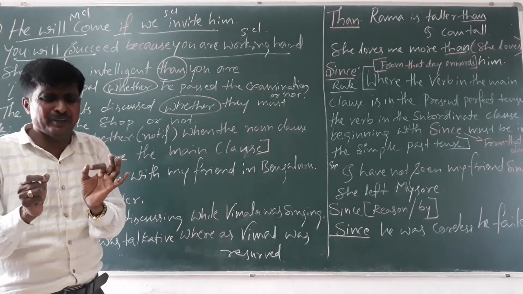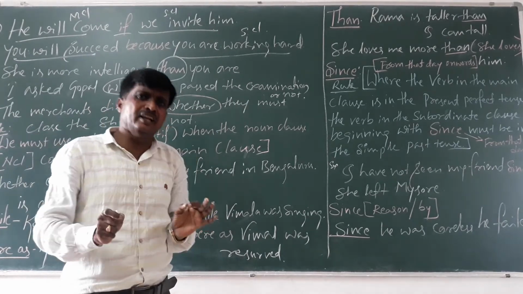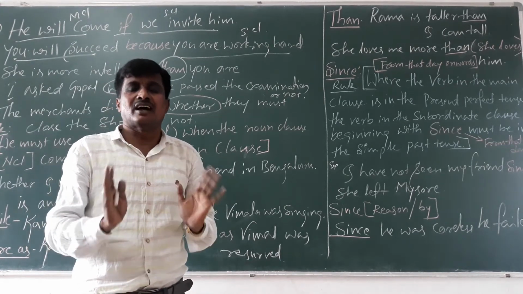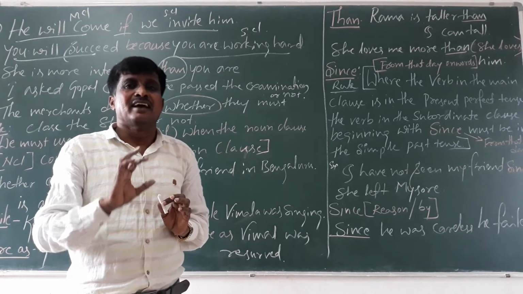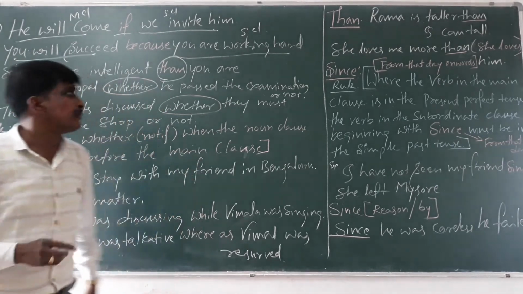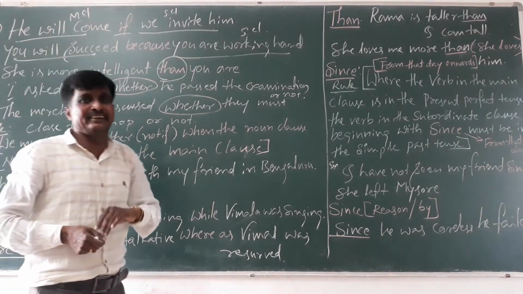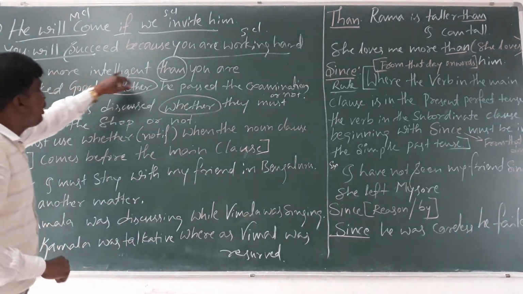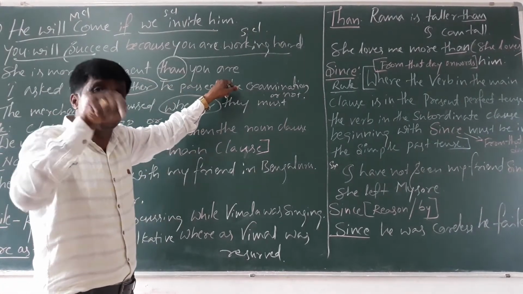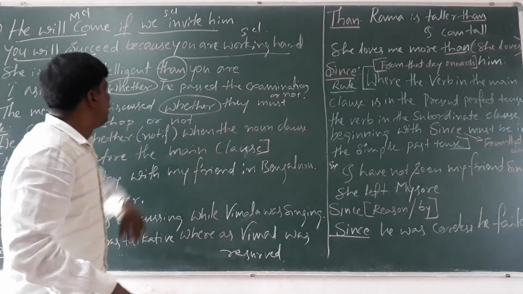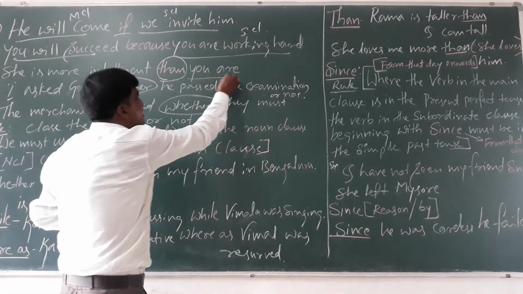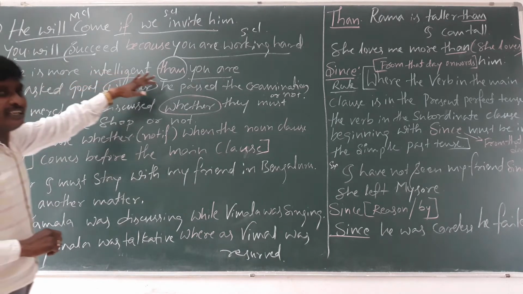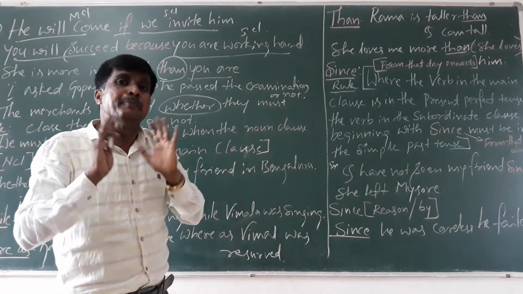See, we make simple mistakes. That is why we should correct all those mistakes. Otherwise, our fluency, our English will not improve. She is more intelligent than you, that is wrong English. She is more intelligent than you are. This is the correct one. Than you are is the subordinate, dependent clause. She is more intelligent is the independent, main clause.